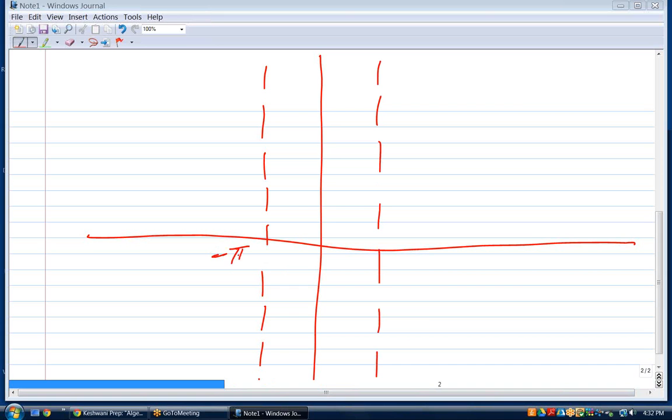Okay, tangent goes from minus pi over 2 to pi over 2. Notice that that's the fourth quadrant to the first quadrant. It's always increasing, like that.